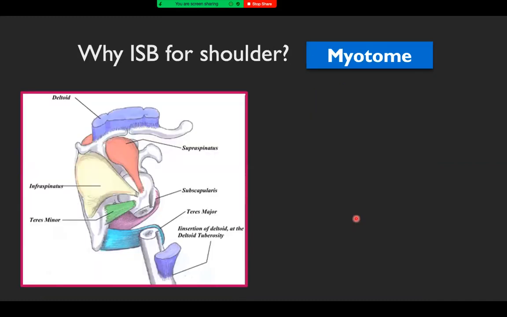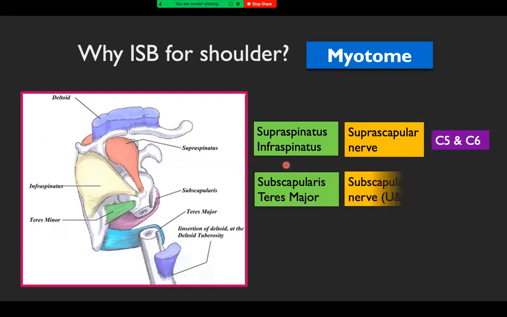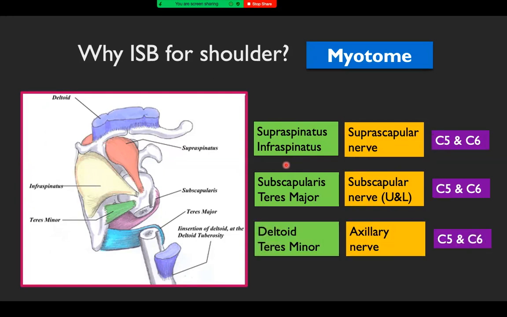Coming to the myotome, the muscles are all about rotator cuff muscle. There are 5 muscles, 3 from behind, 2 from front. The 3 muscles are supraspinatus, infraspinatus, teres minor. Subscapularis and teres major are from the front of the scapula. The supraspinatus and infraspinatus take their nerve supply from suprascapular nerve. The root value is C5, C6. The 2 muscles in front, subscapularis and teres major, take their supply from subscapular nerve, upper and lower. The root value is C5, C6. And then the top muscle, the deltoid and teres minor, take their nerve supply from axillary nerve. The root value is C5, C6. So that means the myotome supply to the shoulder gets its innervation from C5, C6.